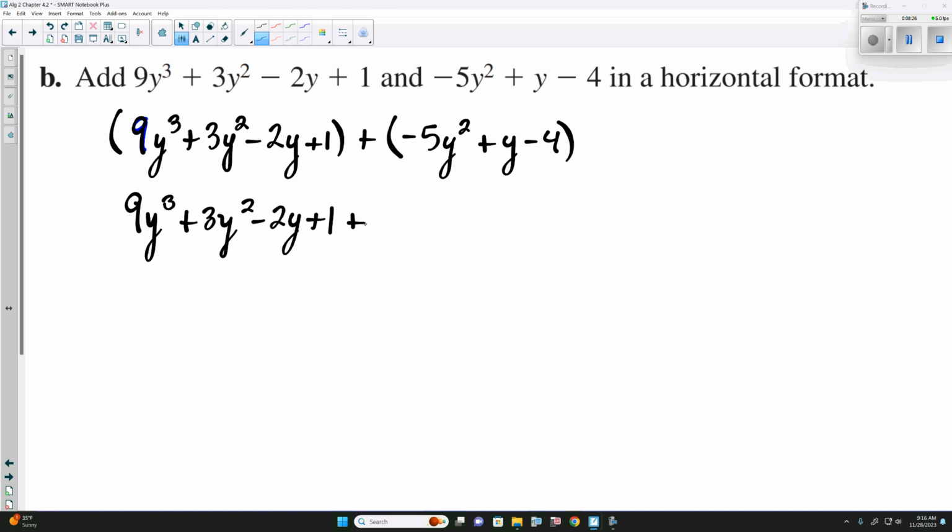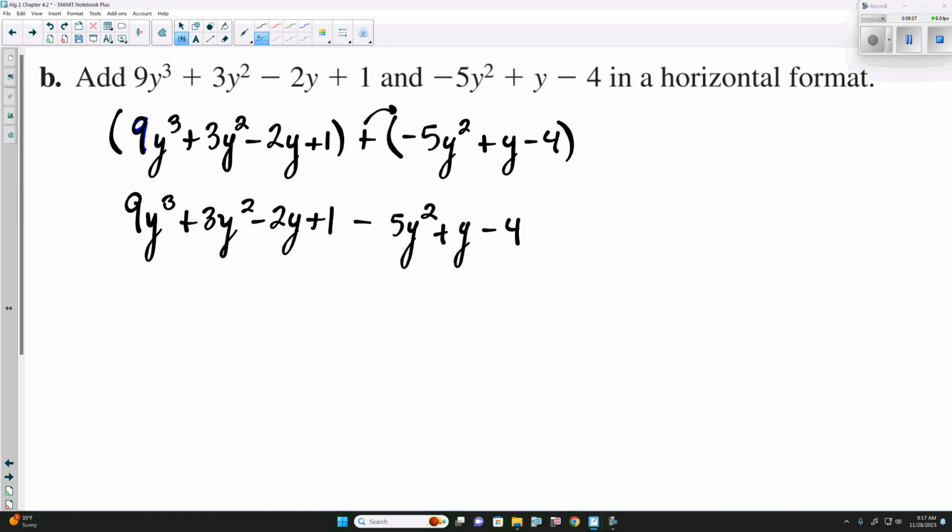Now here, when we distribute, we can think of this in two ways. One, we can distribute that positive 1, which doesn't change a thing, so we can just drop the parentheses. Because we still have plus negative 5y squared plus y minus 4. Most of the time we don't think of it as plus negative 5y squared, we just think of it as minus 5y squared. Either's right. We just normally write it this way here. Questions on this so far?